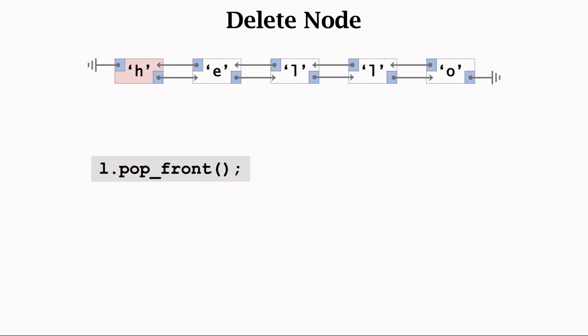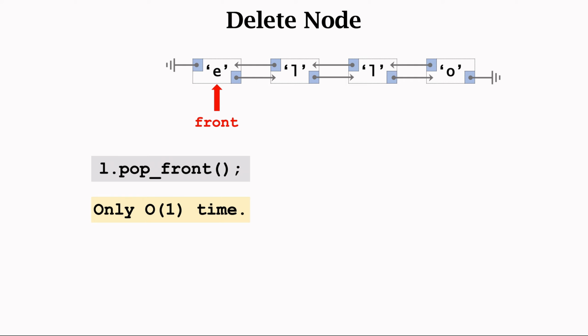The popFront function deletes the first node of the list. It first removes the front node. Then, let the front pointer point to the next node. Set the previous pointer of this node to null. The time complexity is also constant.